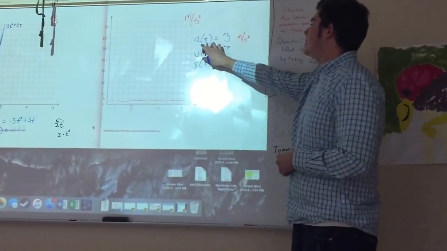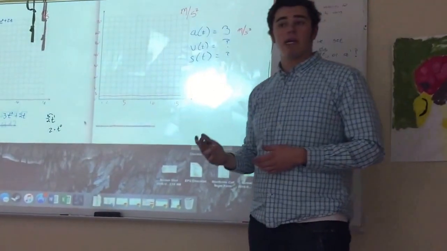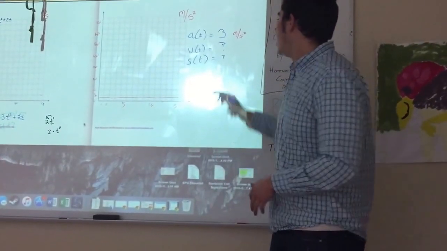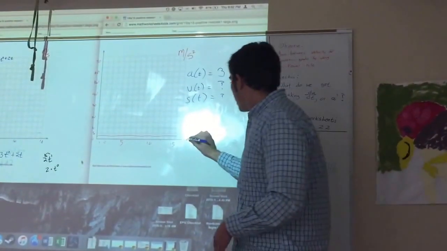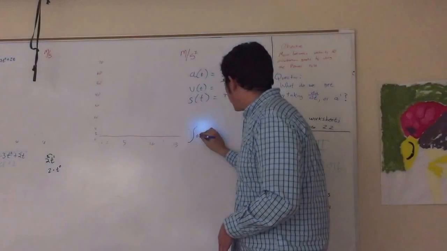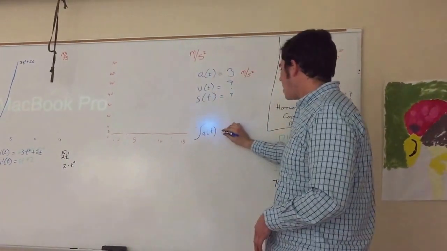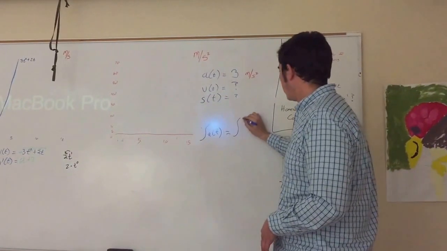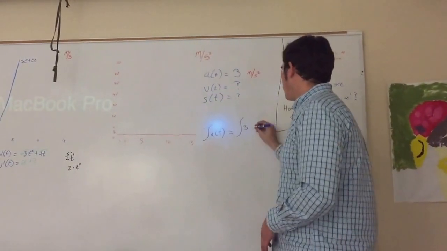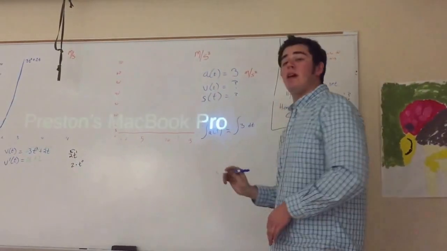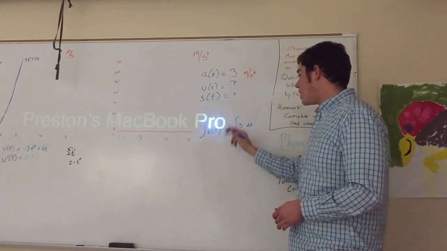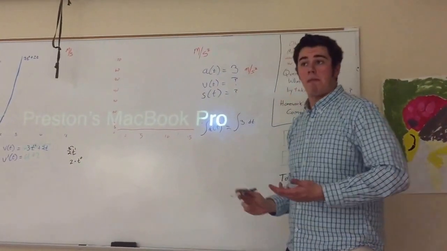So in order to get from acceleration to velocity, just like yesterday when we got from velocity to position, we're going to do an integral. So we're going to integrate the acceleration with respect to time. And so that's going to be the integral of 3 with respect to time. And then, when we actually integrate this, does anyone know what we're going to get?